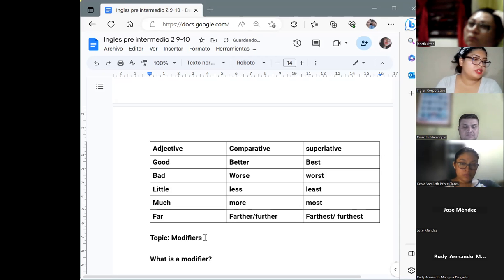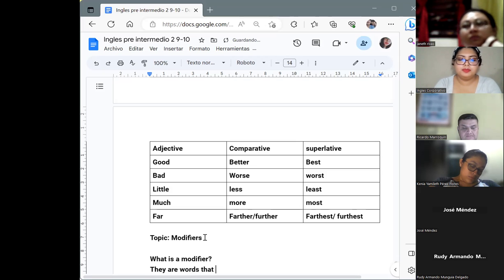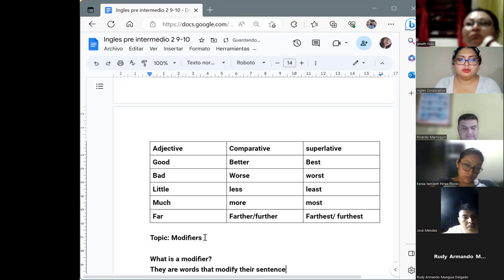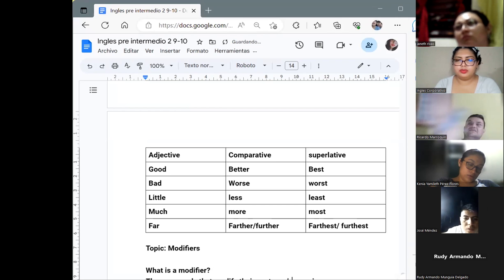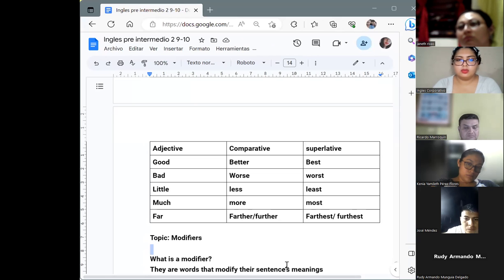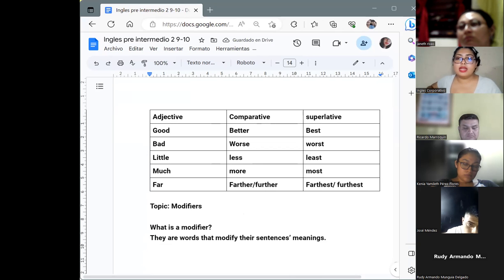So the modifiers are words that modify their sentence meaning. Ok, estos modificadores nos van a cambiar o modificar lo que es el significado de la oración. Vamos a ver los ejemplos.